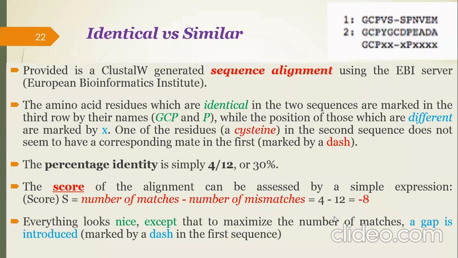And next to this, everything looks nice except that to maximize the number of matches, a gap is introduced, marked by a dash in the first sequence. Who will explain?